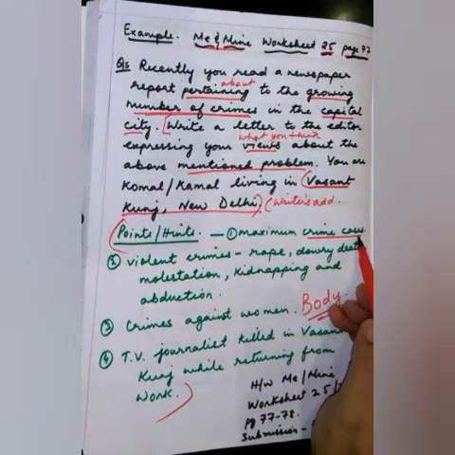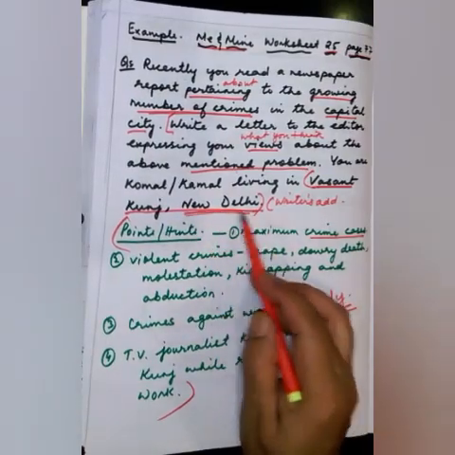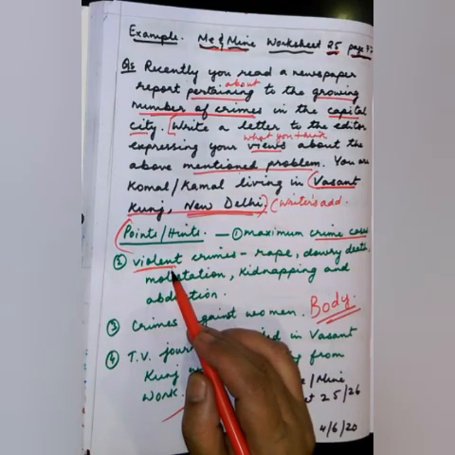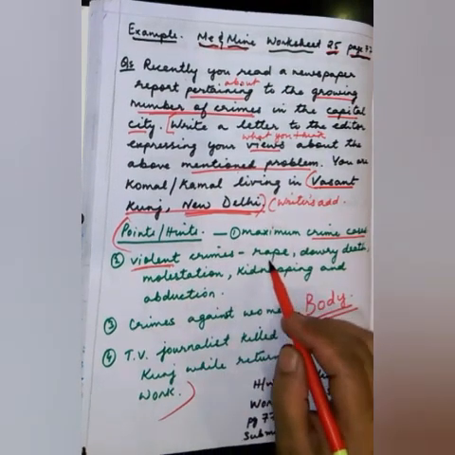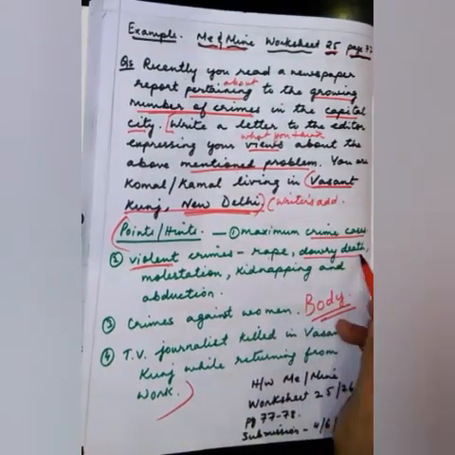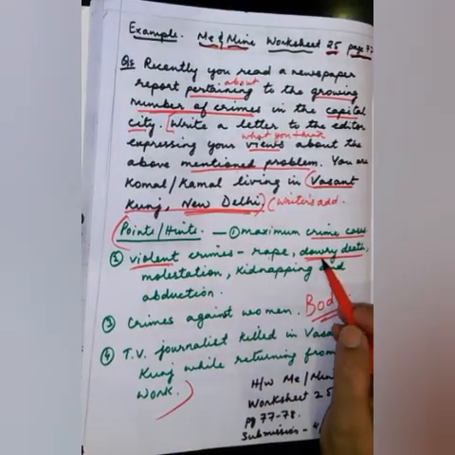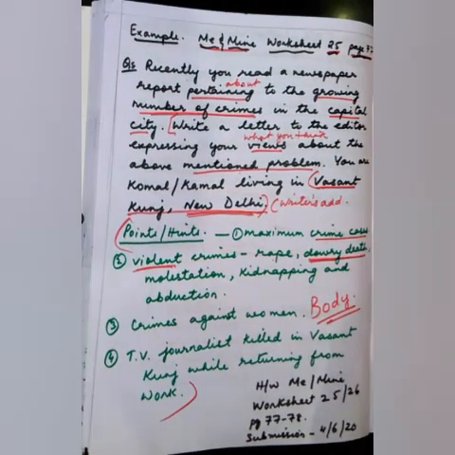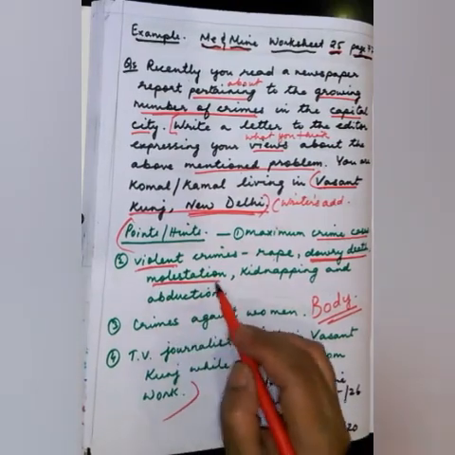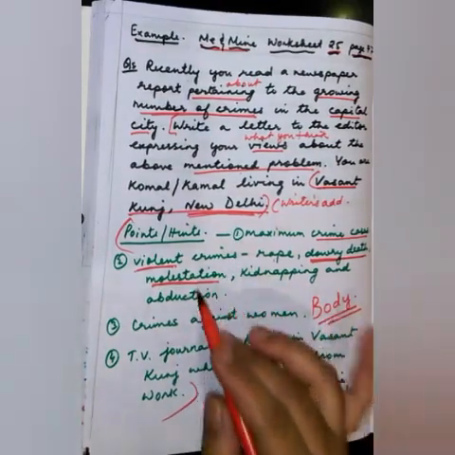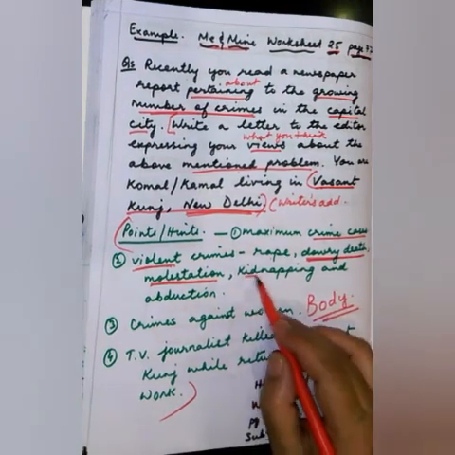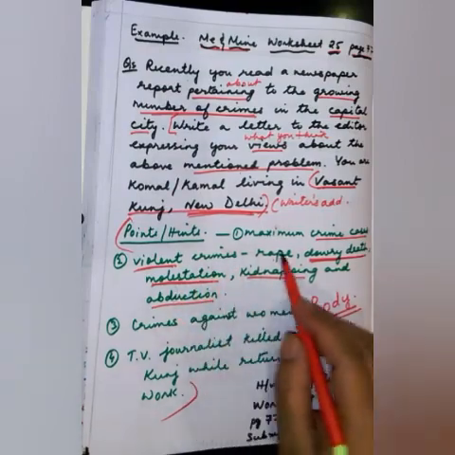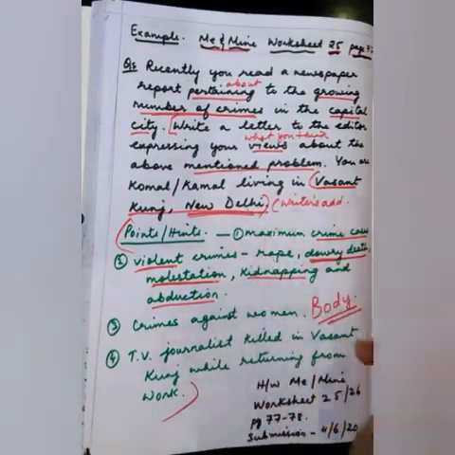So many crime cases in New Delhi, not Guwahati, in New Delhi. What are the crimes? Violent crimes. Violent means very bad, dangerous, killing and beating up. Crimes like rape, dowry death. Dowry death, you understand? Yes, when girls are killed for not bringing money to their husband's houses, that is dowry death. Molestation is when someone touches you which you don't like. Then we have kidnapping and abduction. All these kinds of crimes are taking place in the capital city.